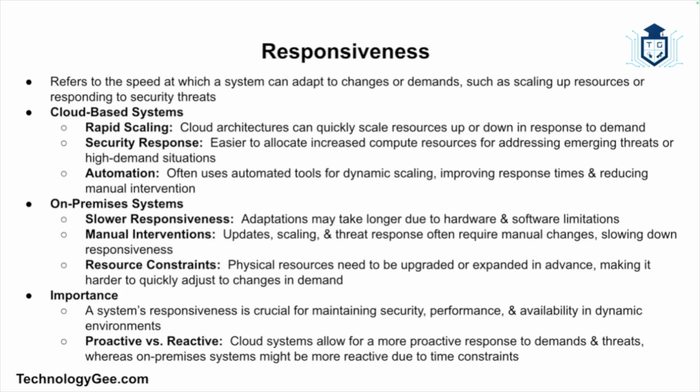Next, we have what is called responsiveness, and this refers to how quickly your system can adapt to changes or demands, which could be scaling up resources or responding to a cyber threat. For example, cloud-based architectures allow for rapid scaling in response to demand, making it easier to address security threats that require increased compute resources. In on-premises systems, responsiveness might be slower since hardware and software updates take more time and involve manual interventions.